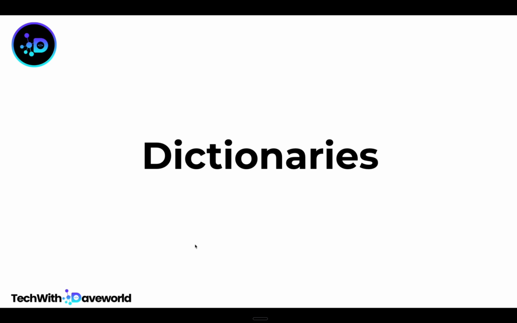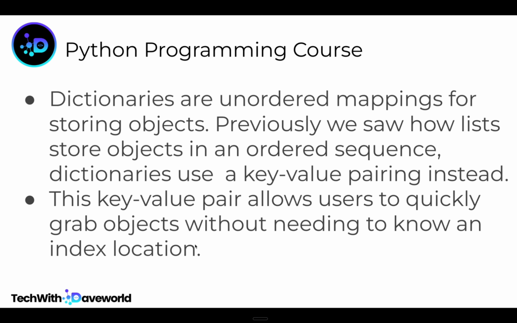Hello everyone, welcome to this lecture where we're going to be talking about dictionaries in Python. Dictionaries are basically an unordered mapping of storing objects. So in our previous lecture, we've seen how lists can store objects in an ordered sequence. Dictionaries actually use a key value pairing instead.